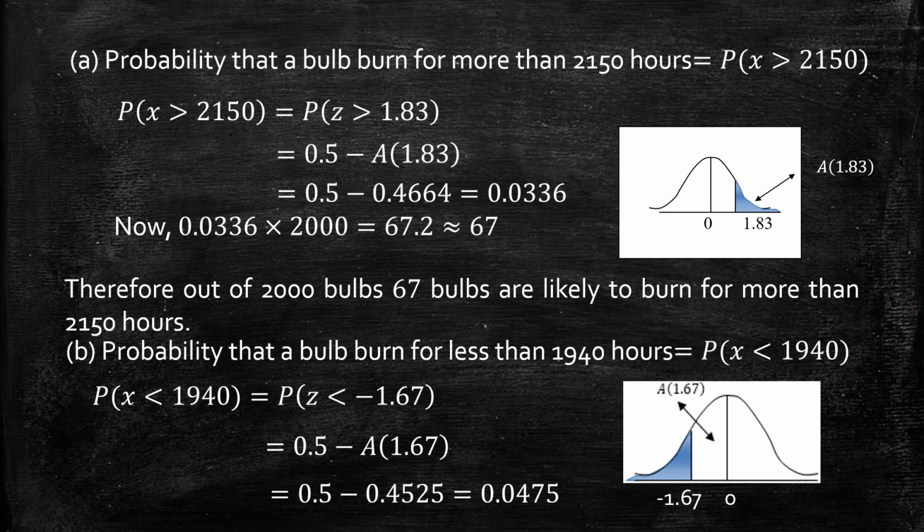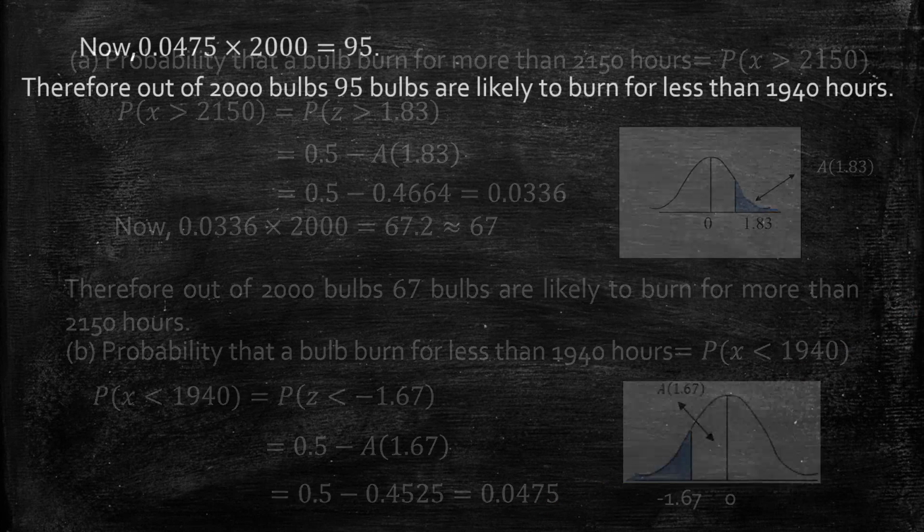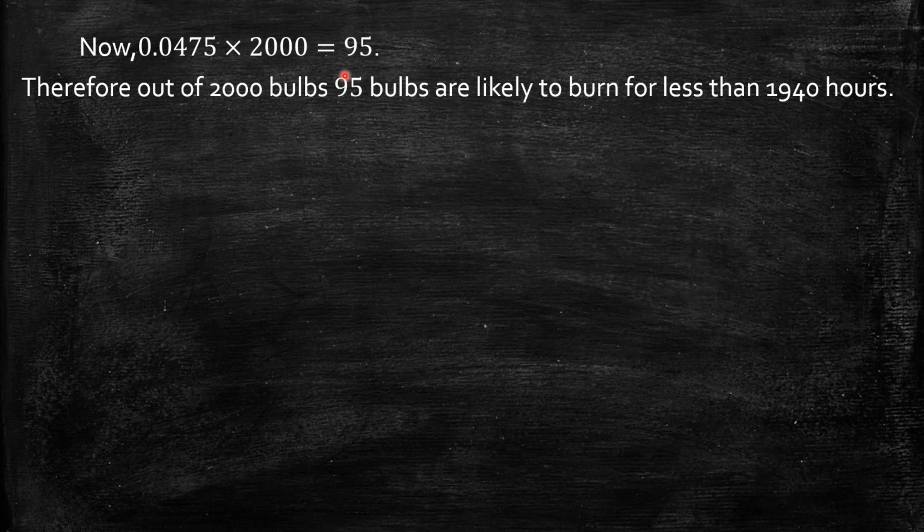Now I want the total number of bulbs. So by multiplying by 2000, I'll get 95. Therefore, out of 2000 bulbs, 95 bulbs are likely to burn for less than 1940 hours.